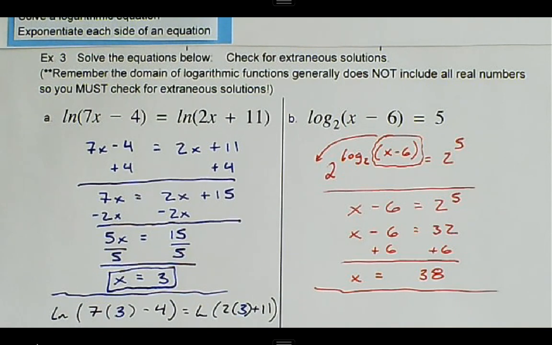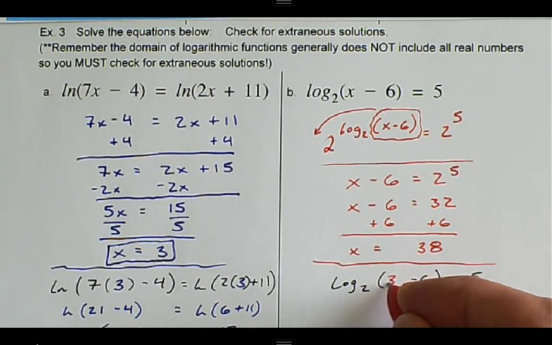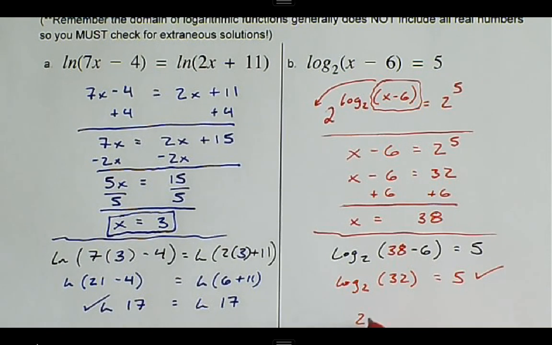But then we want to check to make sure that this will work. So we take log base 2 of x minus 6 is equal to 5. And so we're going to substitute 38 in. Log base 2 of 32 is equal to 5. And that is true. We can rewrite this: 2 to the 5th power is equal to 32. So that is true.